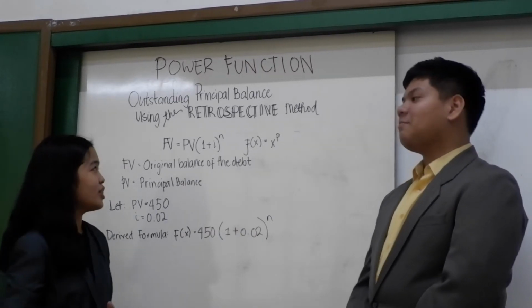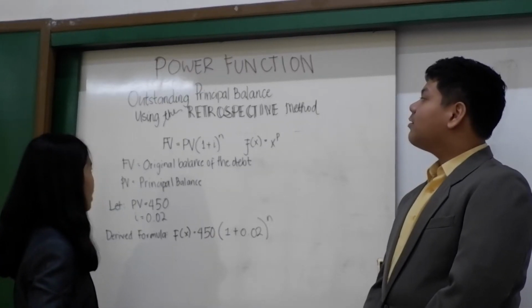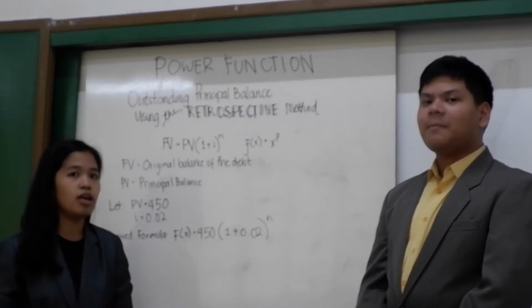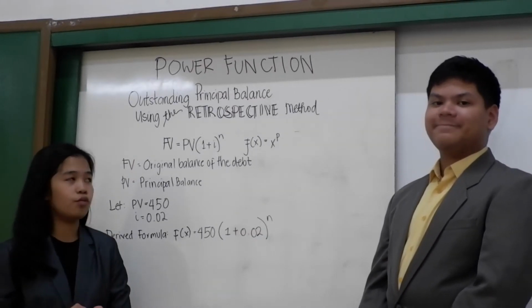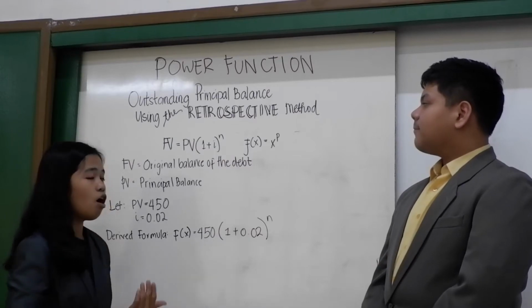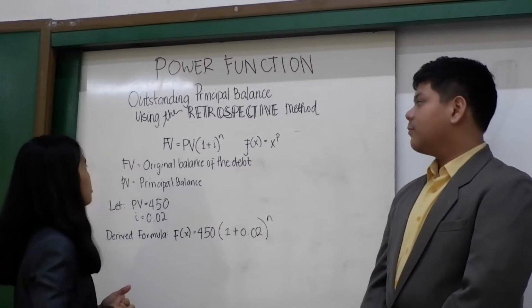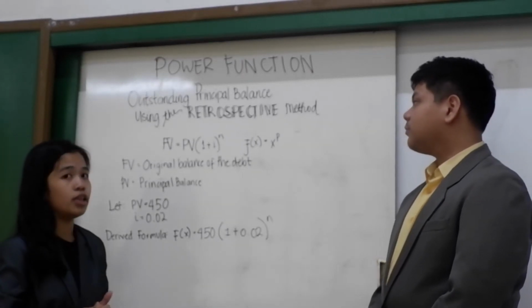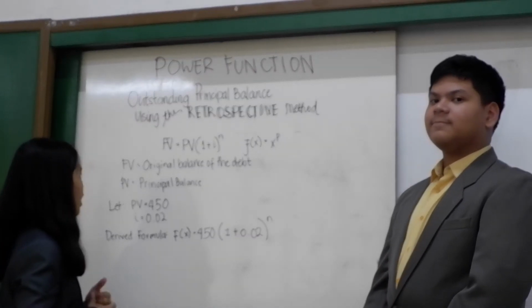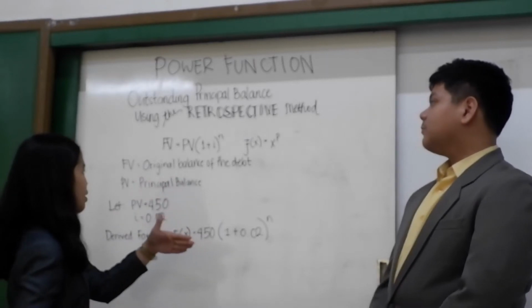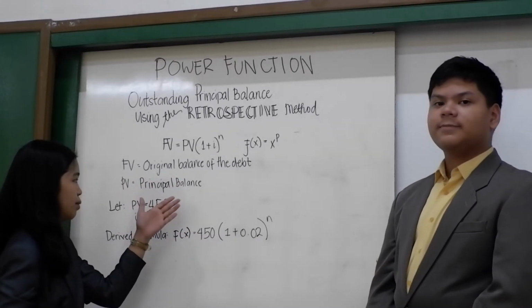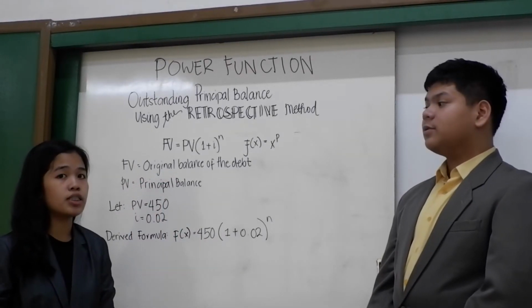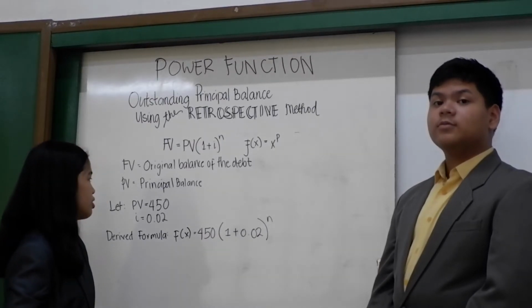And today we're going to discuss the amortized principal balance using the retrospective method. So this formula is used to compute for the original balance of the debt of your borrowed fund. So the formula for this one is FB equals PV times the quantity of 1 plus i raised to n. And FB is the original balance of the debt, while PV is the principal balance. And n should be a positive integer for it to be realistic.